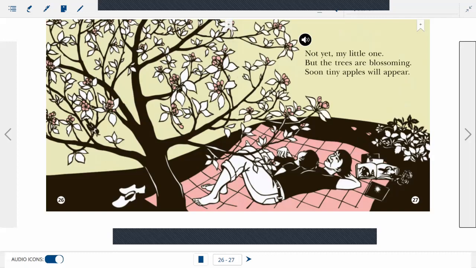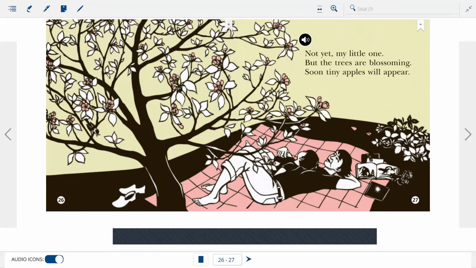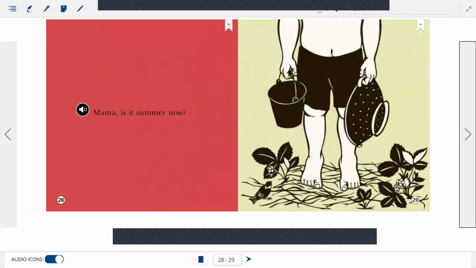Not yet, my little one, but the trees are blossoming. Soon tiny apples will appear. So on the page before, the boy asked if it's summer yet. And on this page, I read that it's not summer. But now the trees are blossoming. Mama, is it summer now? So he's asking his mom, is it summer yet?